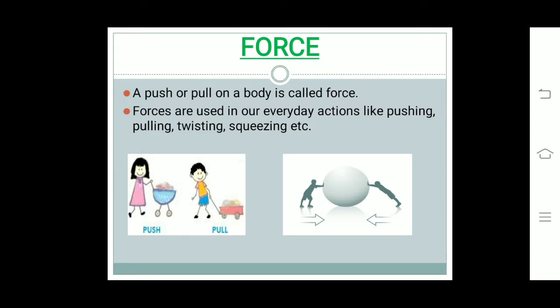So, the main cause of motion is the force. What is a force? A push or pull on a body is called force. Forces are used in our everyday actions like pushing, pulling, twisting, squeezing, etc.